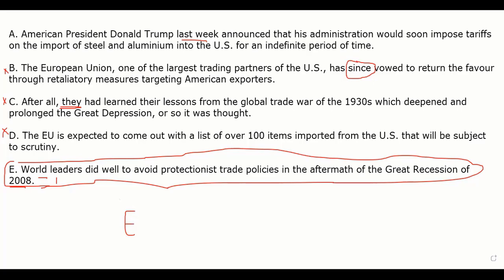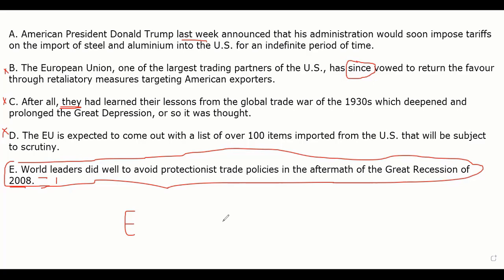Sir, I think in the second one also C can't be there. Think about it. What can be the next? So I guess it's C because after all they had learned. Who is "they" we're talking about? World leaders. Correct? So guys, after it has to be C.